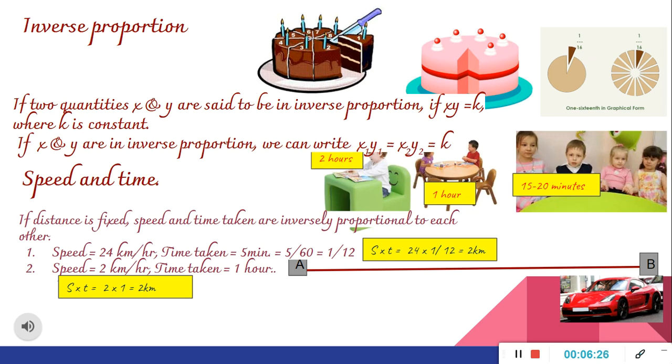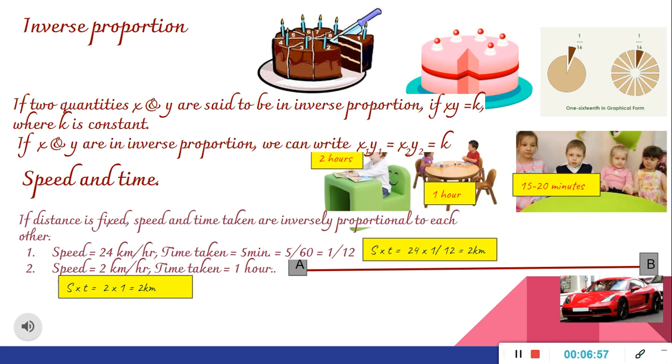In case 1, the speed of the car was 24 km per hour and the time taken was 1 upon 12 hours. And in case 2, the speed of the car was 2 km per hour and the time taken was 1 hour. So what are the two quantities here? Speed and time, right? Let us say speed is the variable x and time is y. So in this case, what do we see? The first values are x1 and y1, the second values are x2 and y2.